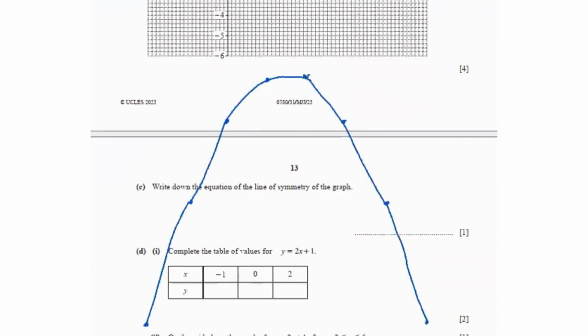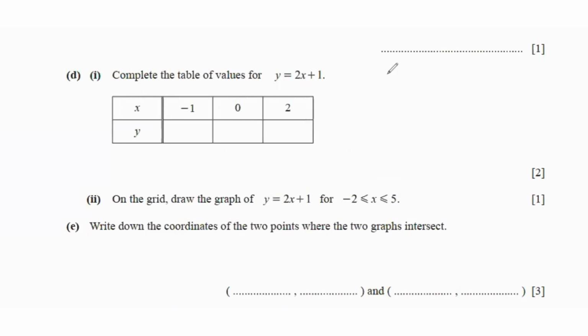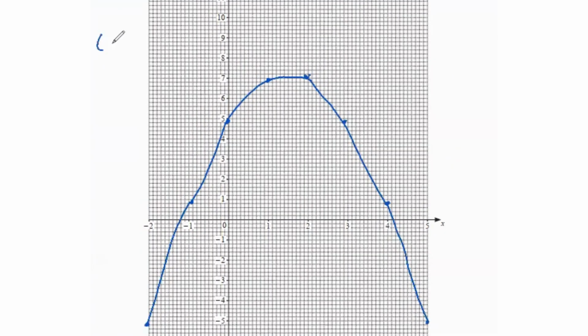Complete the table of values for y equals 2x plus 1. So to complete the table for y equals 2x plus 1, we substitute the values. y equals 2 times negative 1 plus 1, which is negative 2 plus 1, and that's negative 1. Then y equals 2 times 0 plus 1, which is 1. And then y equals 2 times 2 plus 1, which is 5. So this is the table, and then they want us to sketch the graph on the grid and find the points where the two graphs intersect. So the coordinates we have are negative 1 and negative 1, 0 and 1, and 2 and 5.